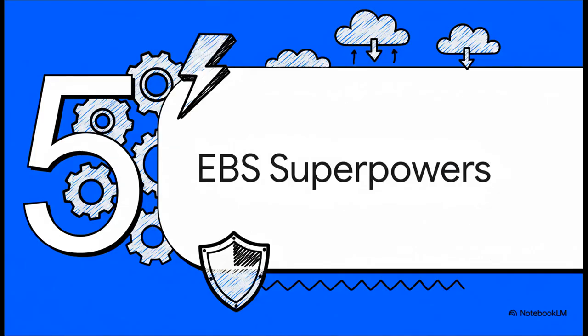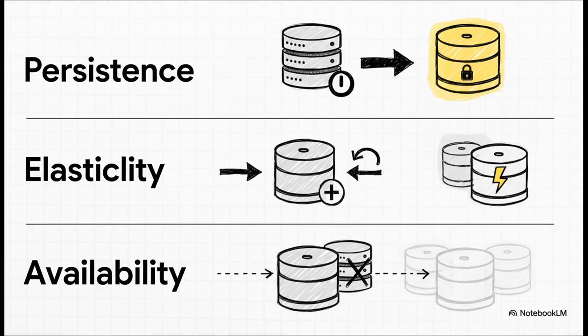All right, so we figured out how to match the right performance to your workload. But picking the type of storage is really only half the story. The other half is all the cool stuff EBS lets you do with that storage. I like to think of them as the EBS superpowers. So let's break these down. First up is persistence. That just means your data is safe. It lives separately from your server.